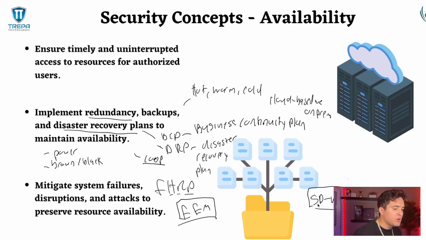So with availability, we're trying to mitigate system failures, disruptions, and also attacks to preserve resource availability. This also goes into incident response and the incident response plan, IRP. What are we going to do when there's an incident and maybe a computer's infected? Are we putting it in an isolated or private VLAN? Are we going to shut off that switch? Are we going to kill that trunk so it can't spread? Do we have SPAN or RSPAN configured so we can see and actually do that Wireshark or packet capture?